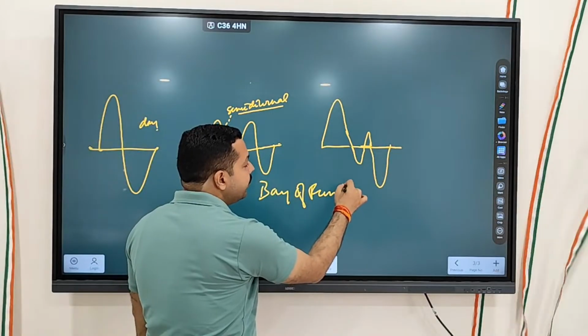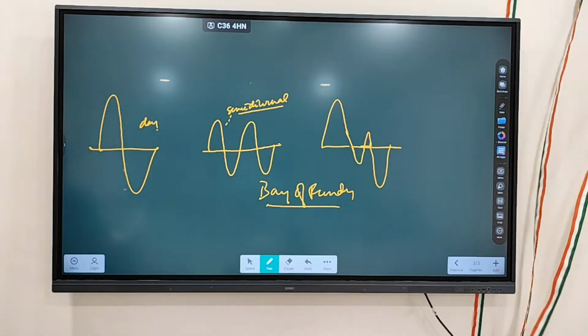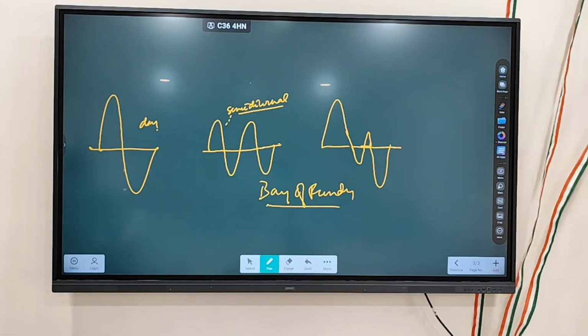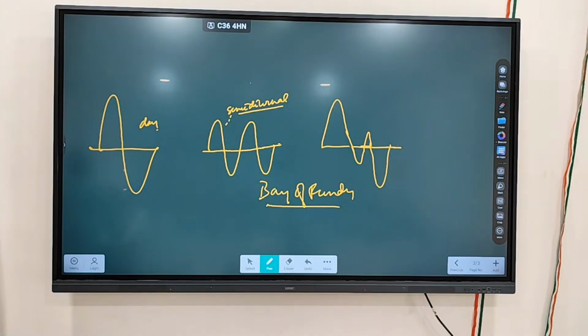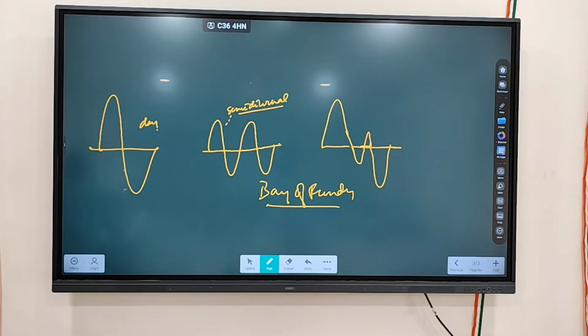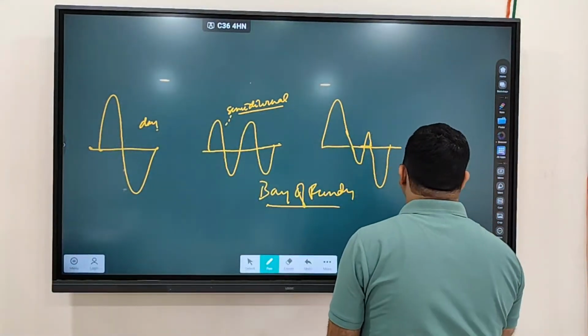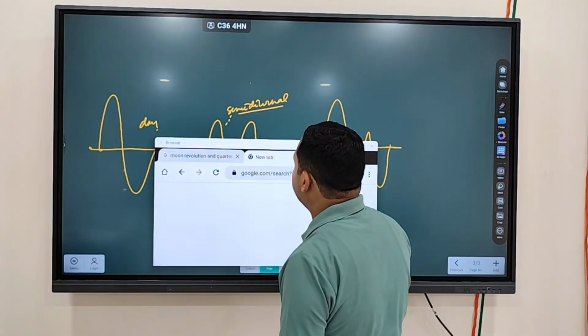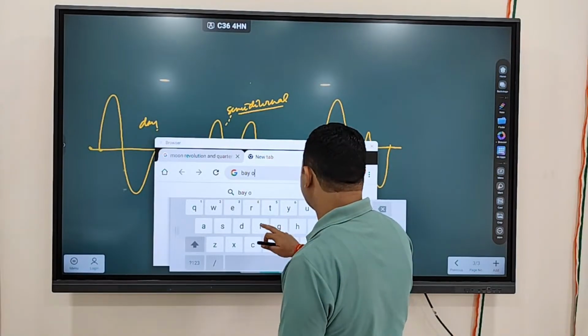Where is Bay of Fundy? Anyone remembers? Last class we discussed this Bay of Fundy. So we discussed that it lies in the Atlantic Ocean. What are the marginal seas in the Atlantic Ocean? Bay of Fundy we have discussed over there. So where do we find Bay of Fundy? In the North American region. Yes, so Bay of Fundy you're going to find in the North American region.